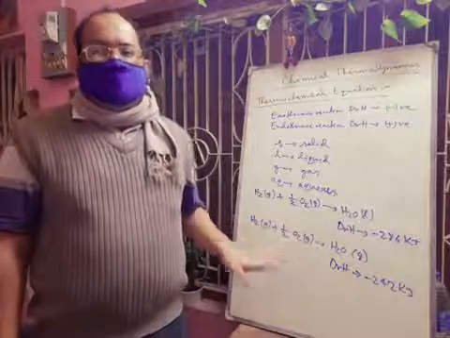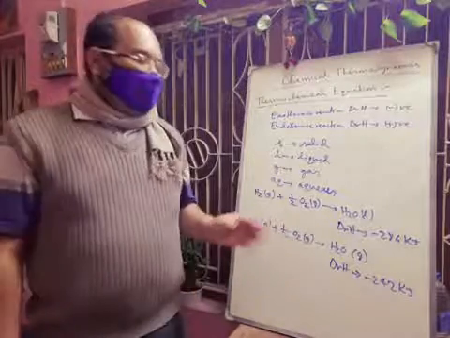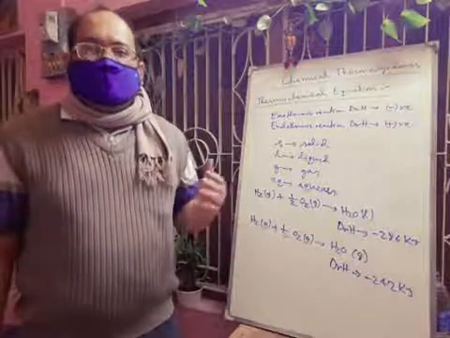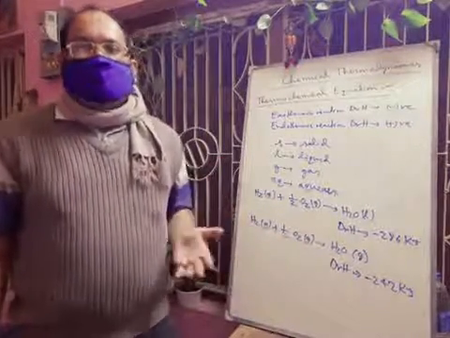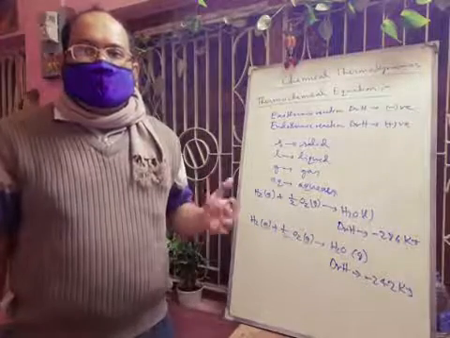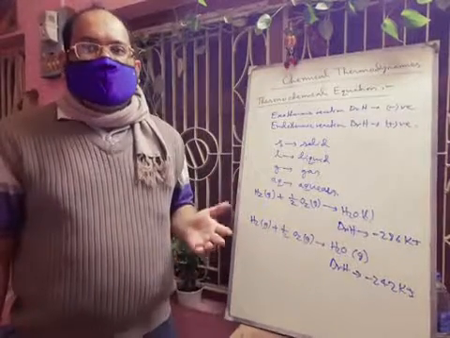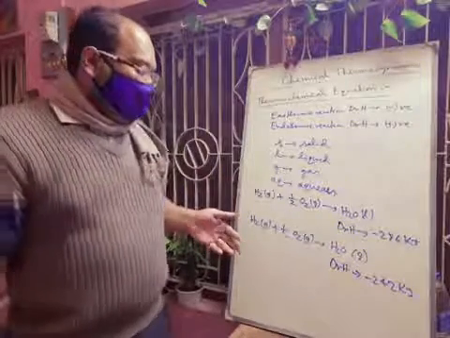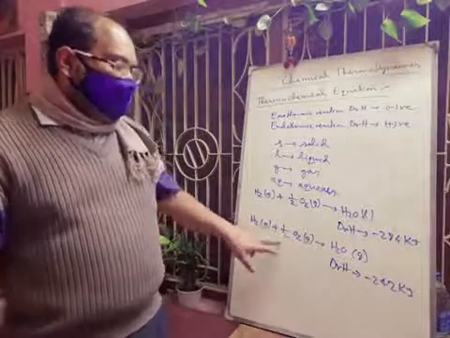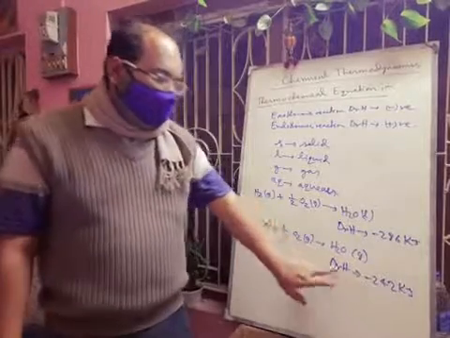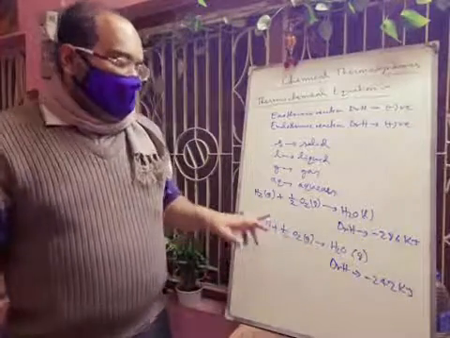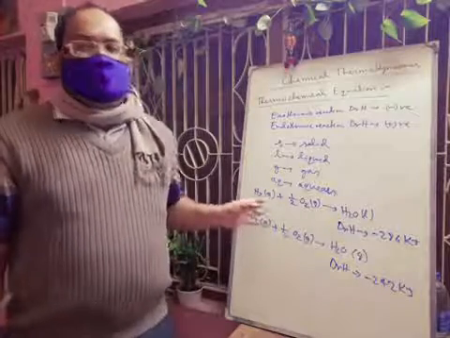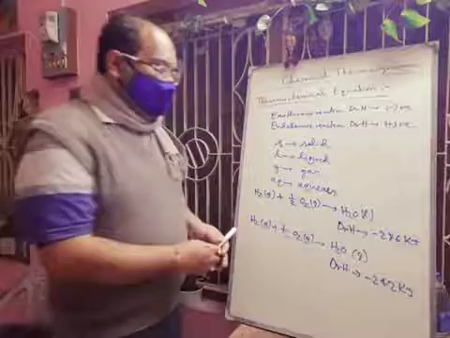When the coefficients in a chemical equation are multiplied or divided by a factor, then the delta RH value must be multiplied or divided by the same factor. That means if we multiply the equation by 2, then we also have to multiply this value by 2. I can give you one example, then you can easily understand.